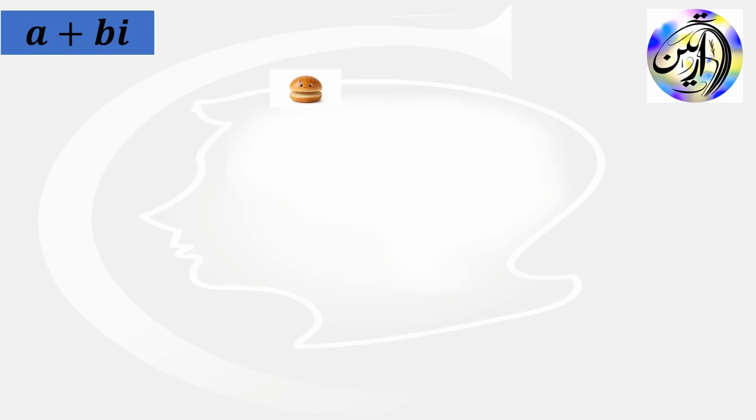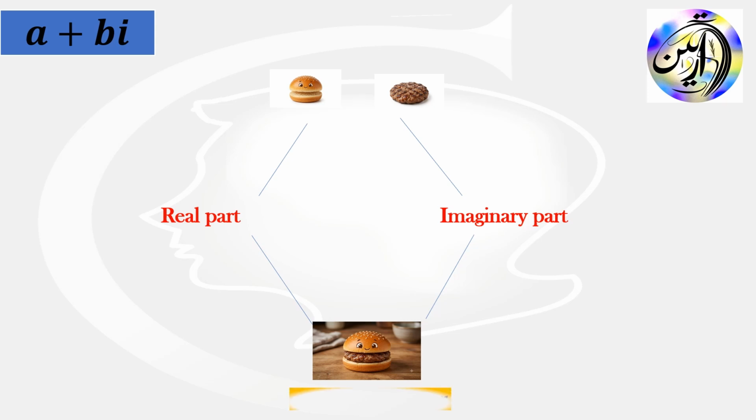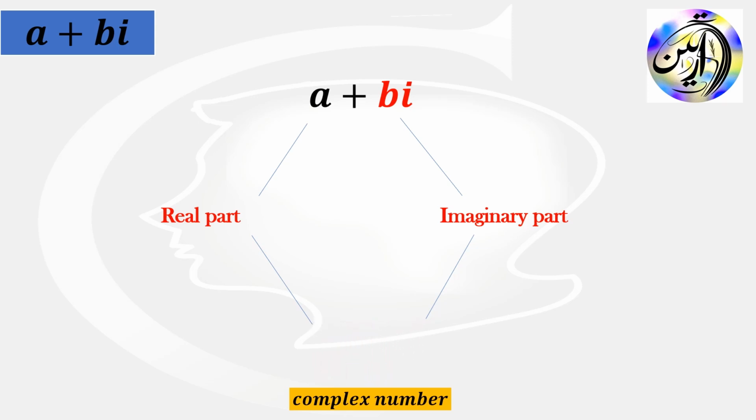Complex numbers. A complex number looks like this: a plus bi. Think of it like a burger. The bun is the real part, the meat is the imaginary part. Together, that's a complete burger. Example, 5 plus 2i. Real part 5, imaginary part 2.